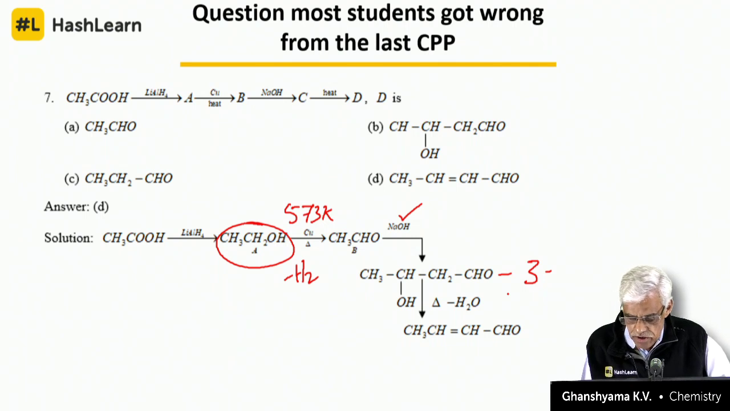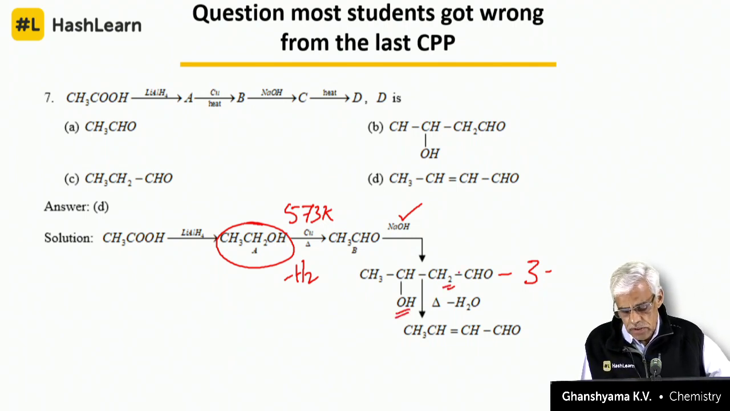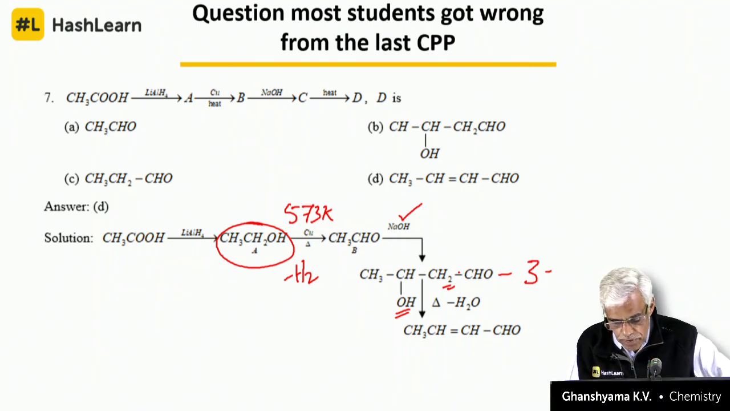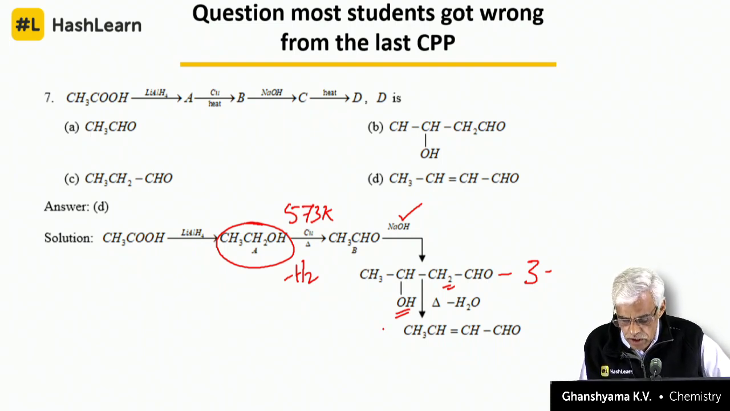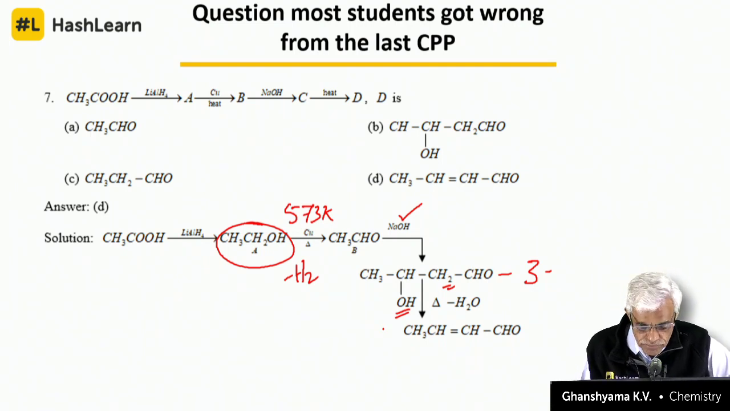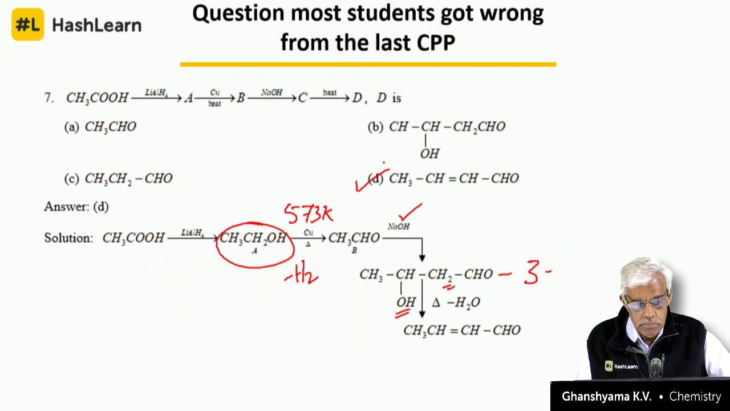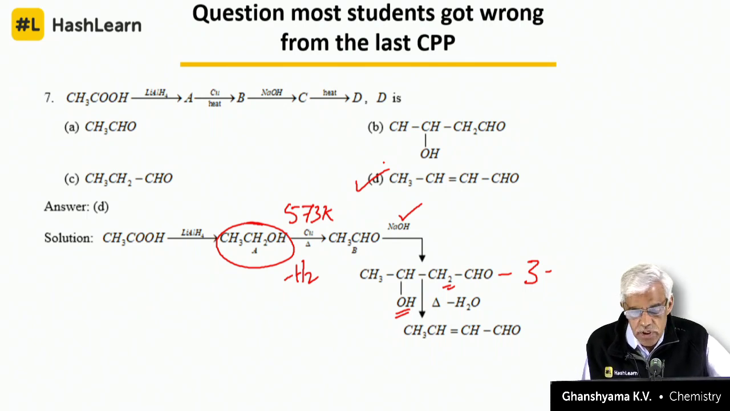This on heating undergoes dehydration, OH from here, H from here, and gives rise to crotonaldehyde or but-2-enal. Therefore, the answer is D. The answer is D, crotonaldehyde, or it is called but-2-enal.